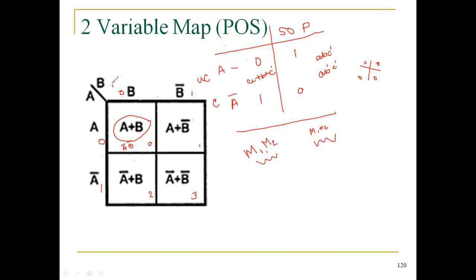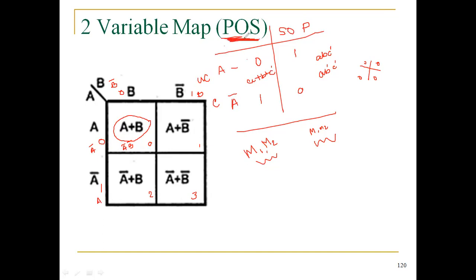A bar or B bar. Here it is B bar, here it is B. Similarly here it is A bar and here it is A. But now the method is called POS. The method is called POS.